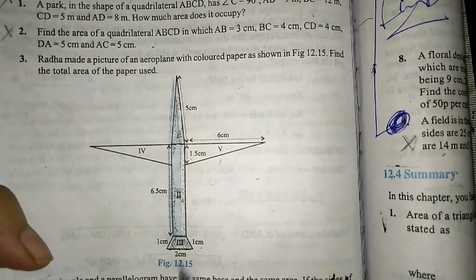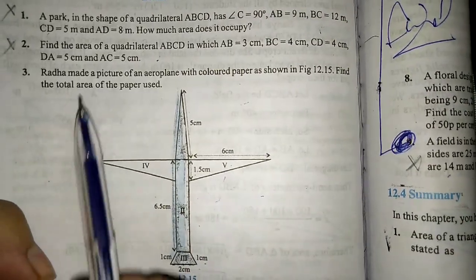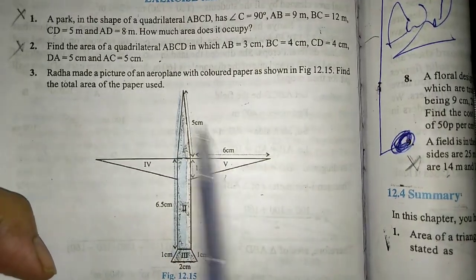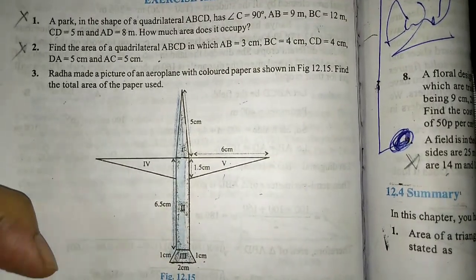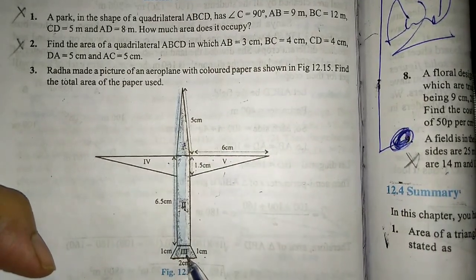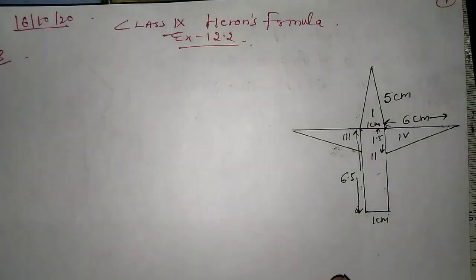In the third question also, we will not discuss this figure right now. Later on we can discuss. Radha made a picture of an aeroplane with colored paper as shown in the figure. Find the total area of the paper used. So here 1, 2, 3 and 4. We are not going to take this. So 1, 2, 3 and 4, 4 figures we are taking here.